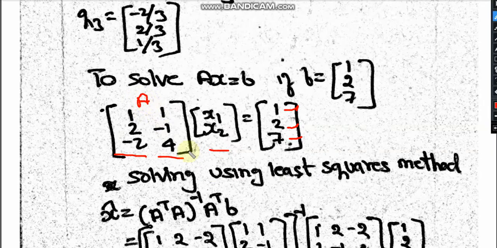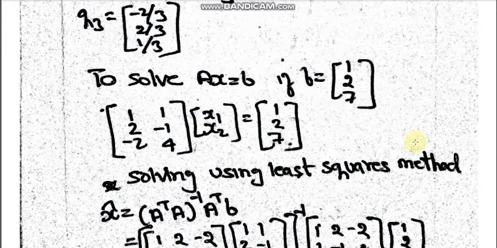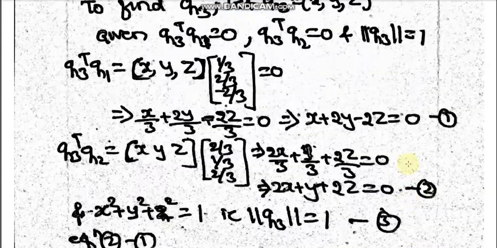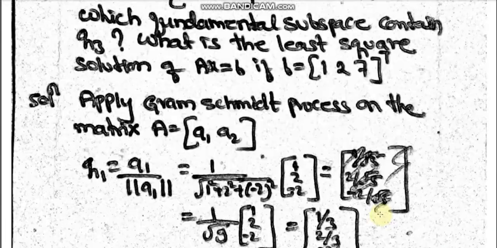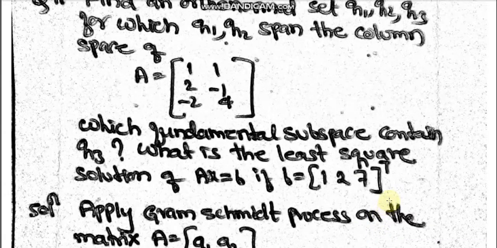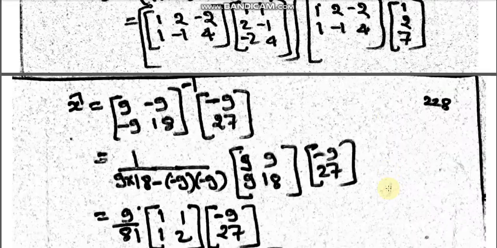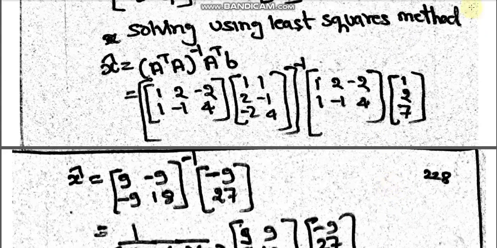I will not solve it fully. You can solve it using A, or you can even solve it using Q. With columns 1 minus 2, 1 minus 4, that is A. So you can solve it using A, or you can also solve it using Q. Here we are solving it using A.